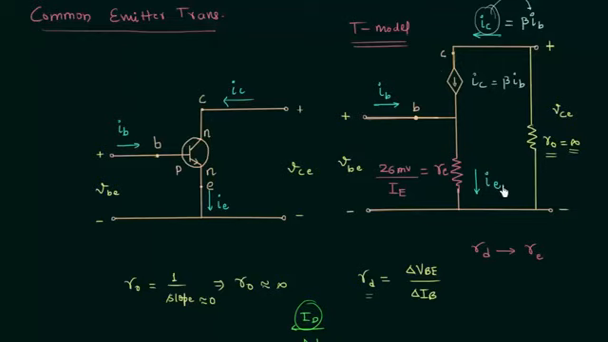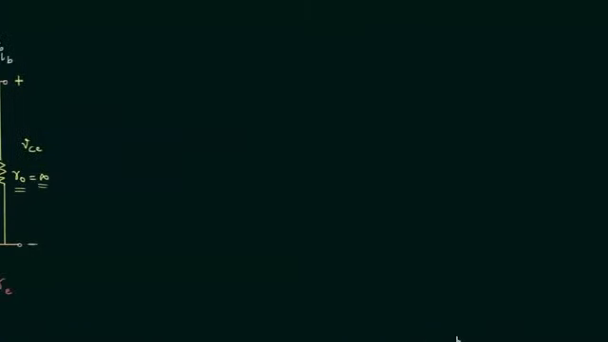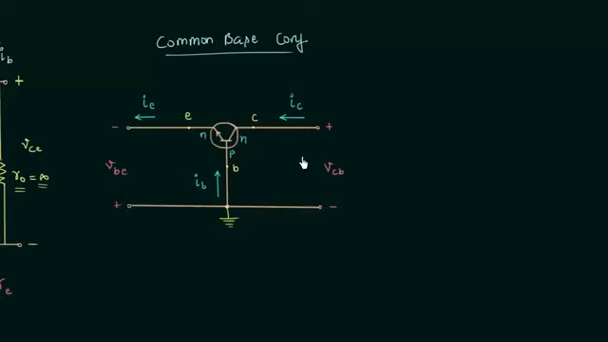Now we will move to the next part of this lecture, in which we will find out the RE model for common base configuration. In case of common base configuration, base is common to the input side and also to the output side. Now we will find out the RE model. I will convert this to a homework problem.